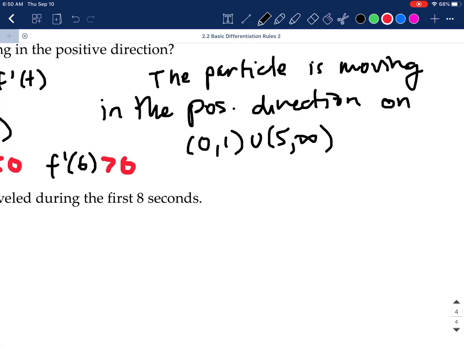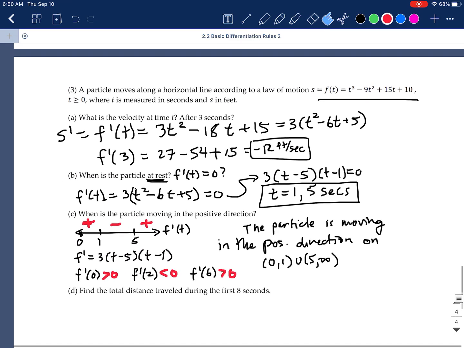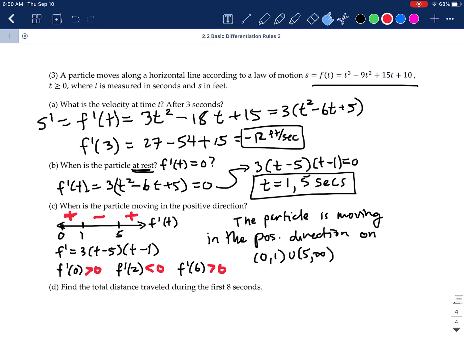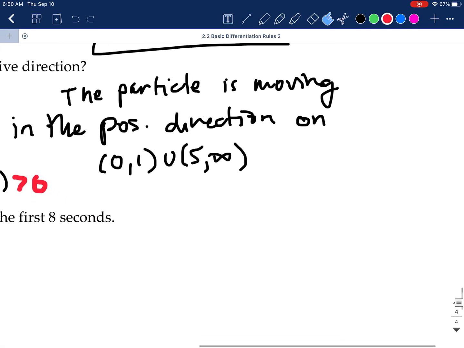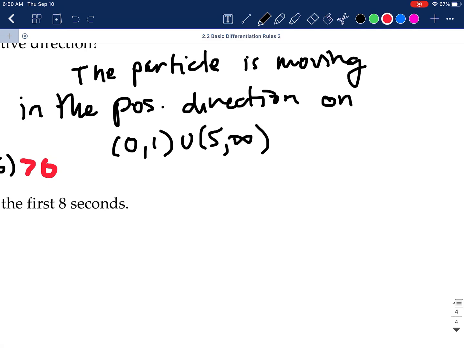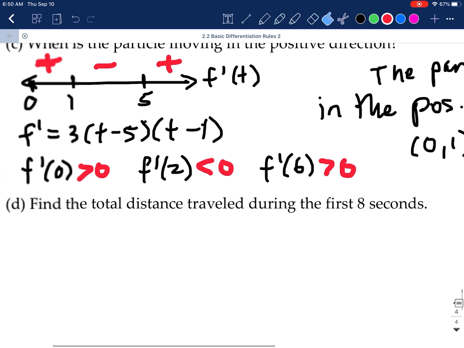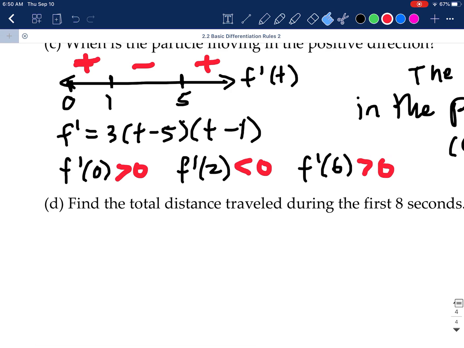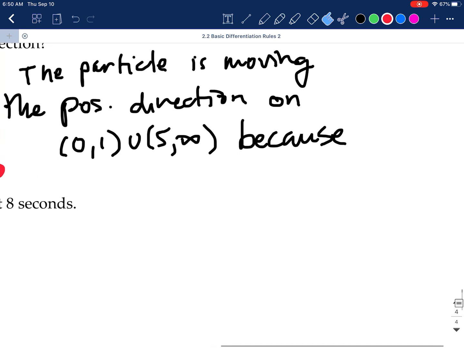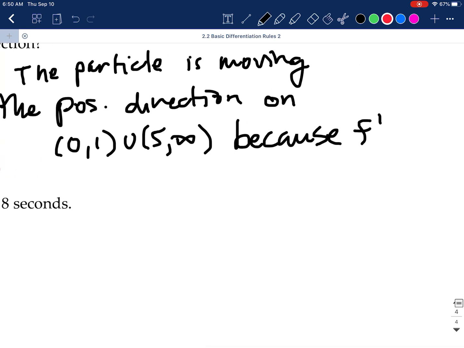Let's double check our problem here if we stop at a certain time. I don't think so. It's just going to continue moving. So our domain is just t greater than or equal to 0. And then the important part, because we have to justify how we know that, your work alone is not justification. The sign chart that I've made is really useful because you can visually see it, but you have to describe what that means. So we're moving in the positive direction because f prime of t is greater than 0 on those intervals.